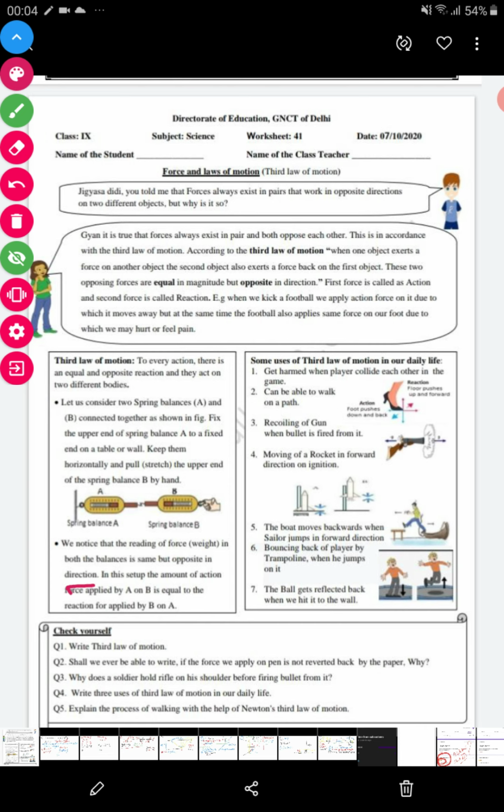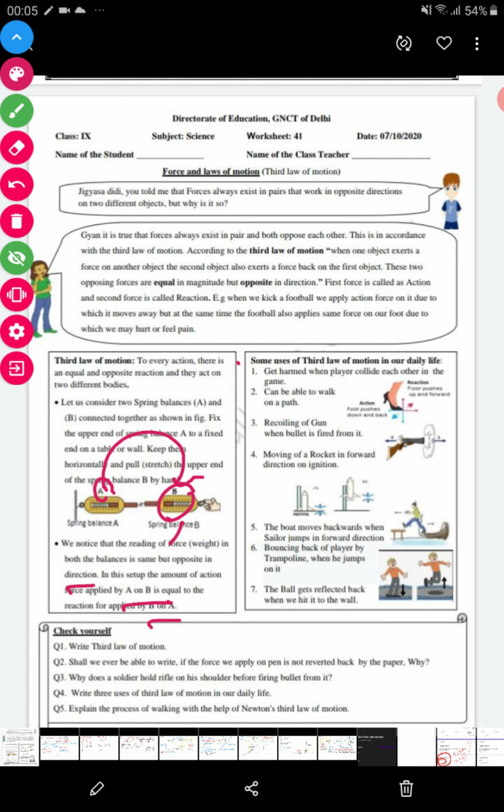In this setup, the amount of action force applied by A on B is equal to the reaction of B on A. Again the same thing. If A applies a force on B, then B also applies a force on A.